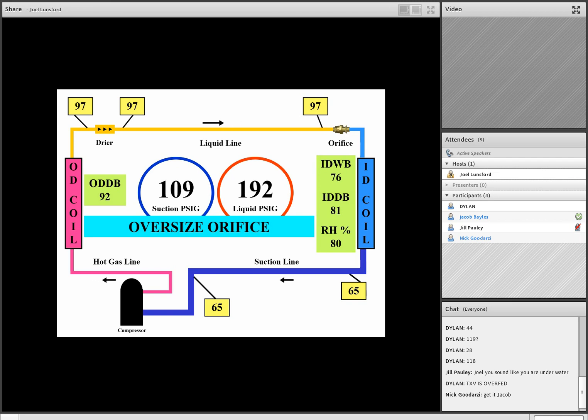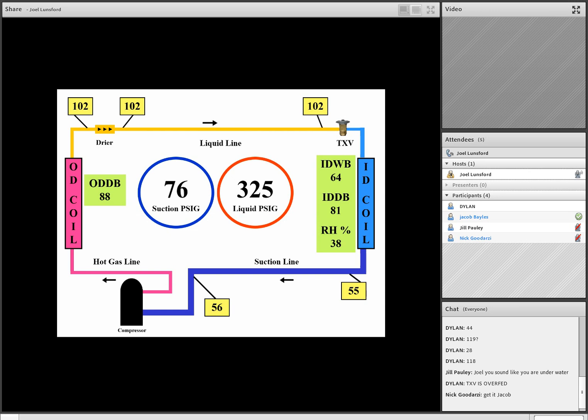Okay, let's do another one together as a class. So in this example here, we see we have an R22 service call and we have an expansion valve. So automatically we don't have to look at the superheat chart because the expansion valve should maintain about 10 to 15 degrees of superheat. So let's go ahead and find out what our superheat is on the indoor coil.